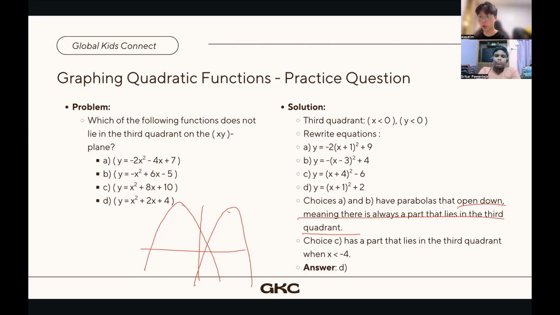If the parabola opens downwards, there's always a part of the parabola that will eventually cross both the third and fourth quadrant, because you can say the ends or the legs of the parabola spread outwards as the y value decreases further, meaning that eventually one leg will cross the third quadrant and the other leg will cross the fourth quadrant. And so from this fact, we can actually cross out A and B, and then we just have to compare C and D.